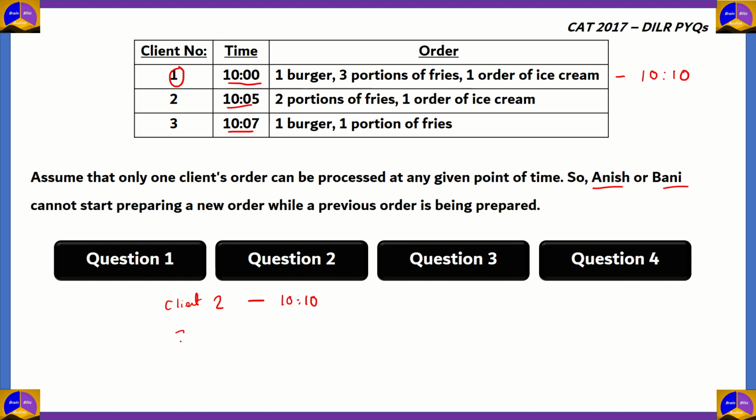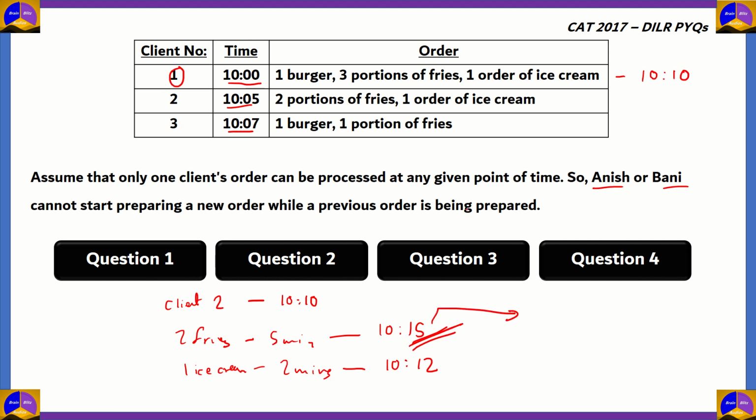Now he ordered 2 fries, which took 5 minutes, and 1 ice cream, which takes 2 minutes. So basically, one person can attend to it. So by 10:12, the ice cream was served, and by 10:15, the fries were served. So therefore, client 2 finished at 10:15.